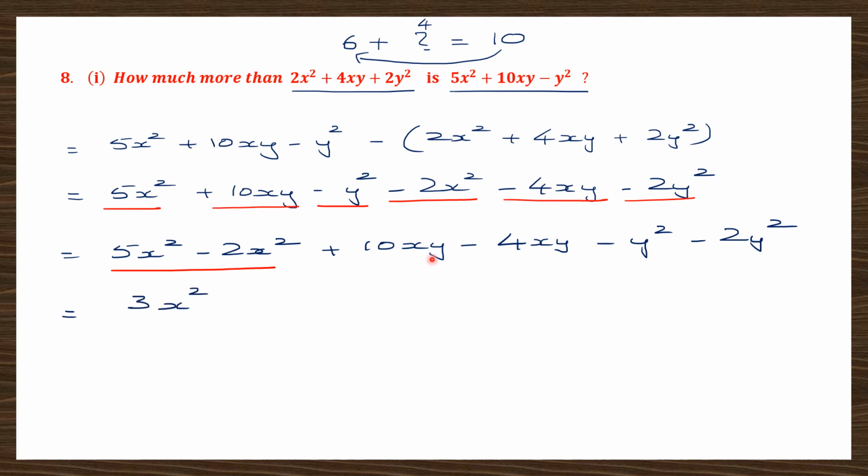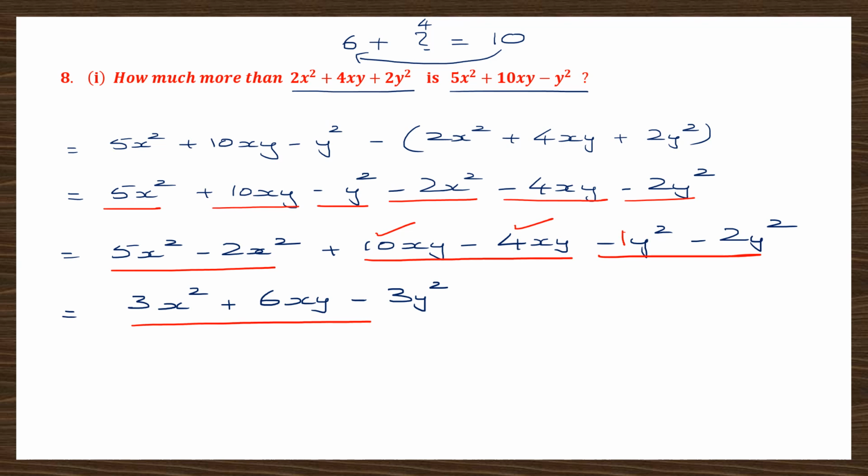Then let's go to the next one. Here we have 10xy and minus 4xy. Take only the numbers here, plus 10 minus 4. 10 minus 4 is 6. So plus 6xy. Let's go to the next one. Here we have minus y square and minus 2y square. Now signs are the same, isn't it? So we put the same sign and add the numbers. 1 plus 2 is 3. So put the same sign and write 3y square. So we have our answer: 3x square plus 6xy minus 3y square.